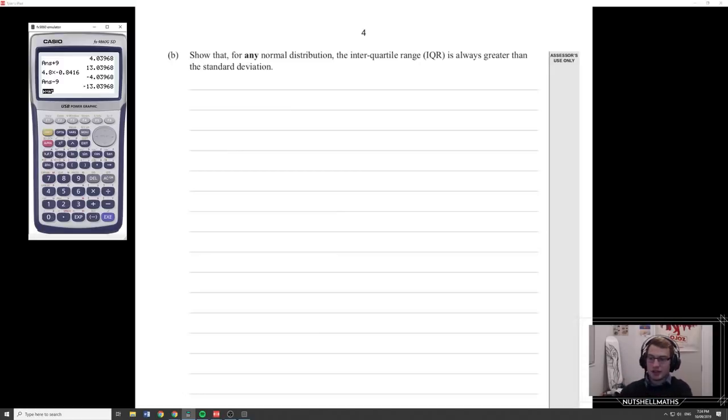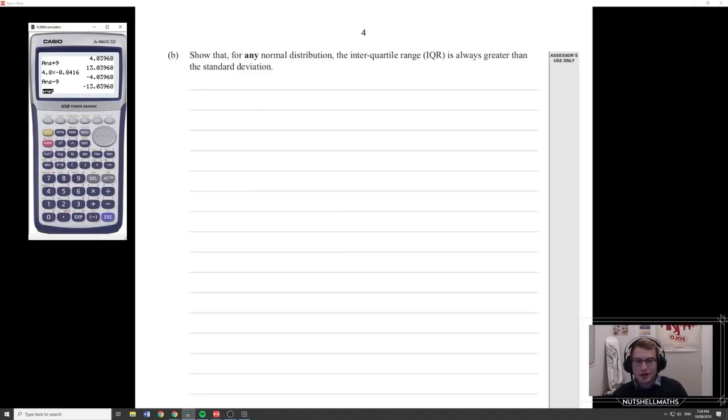Oh my god, E questions, yeah I know, right? Show that for any normal distribution, the interquartile range, IQR, is always greater than the standard deviation. Okay? There are so many different ways to answer this. Honestly, I'm not going to go into too much detail on this question. You can just look at an exemplar or look at the answers in the chat.